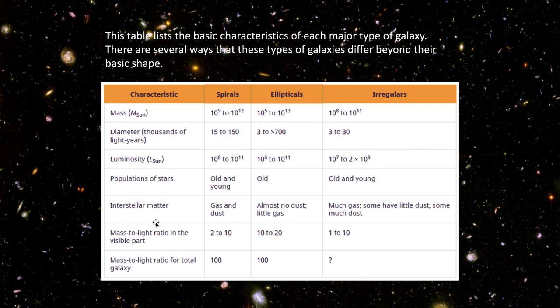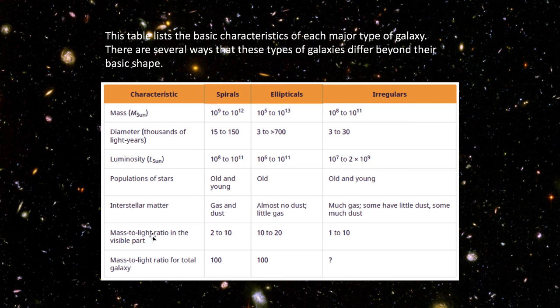Okay, other things that are important on here, interstellar matter, gas and dust. A lot of gas, some have a little dust, some much dust. So a pretty wide range with the irregulars. In ellipticals, almost no dust and little gas. So again, thinking about this as a process of evolution, that makes sense. By the time they get to be ellipticals, the dust and gas may have been used up, right? It may have been used up to create these younger stars that eventually evolve to become older stars.